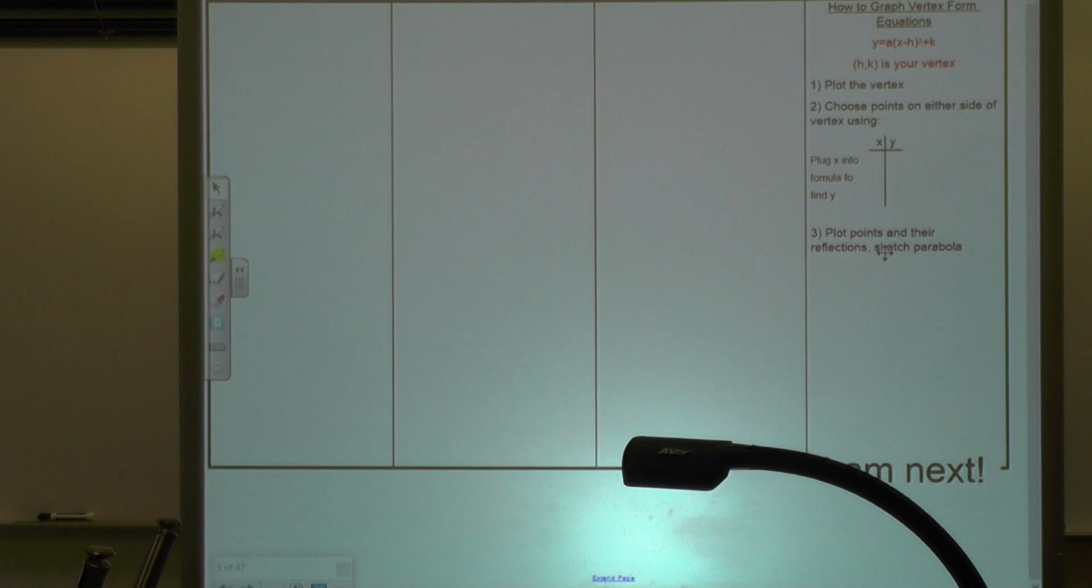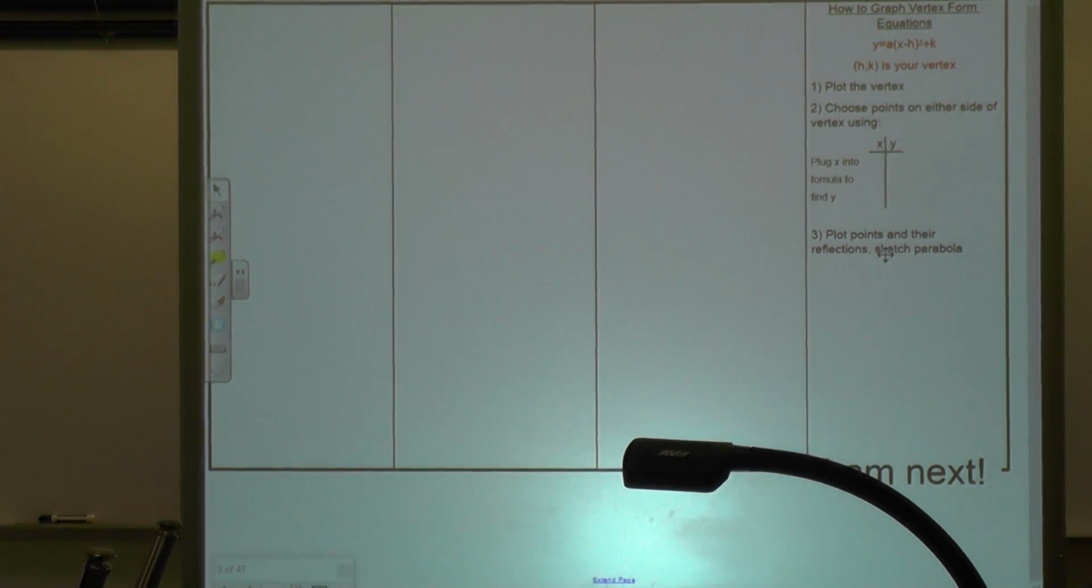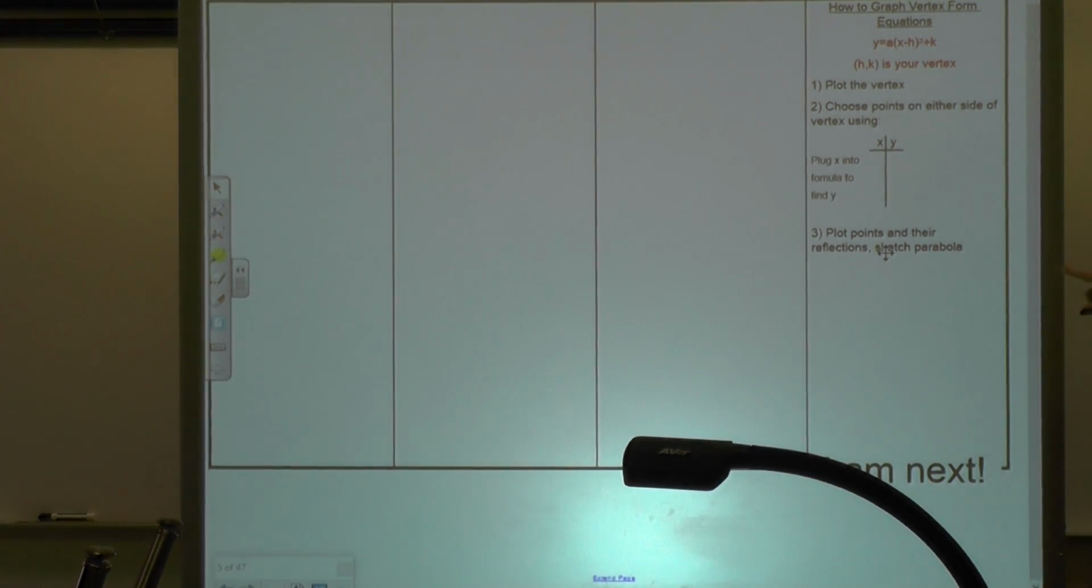Find out what your table is going to be. Once you get your x and your y values, you're going to plot those points and their reflections, and you're going to sketch your parabola.